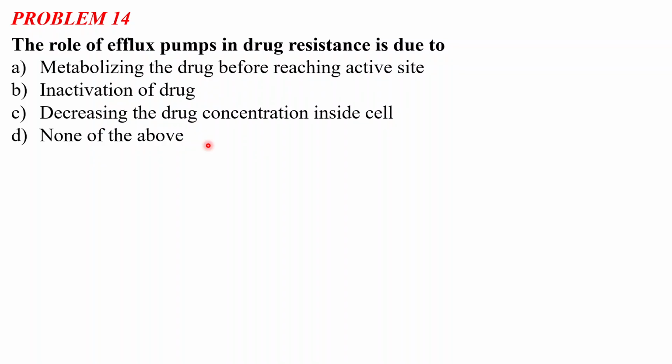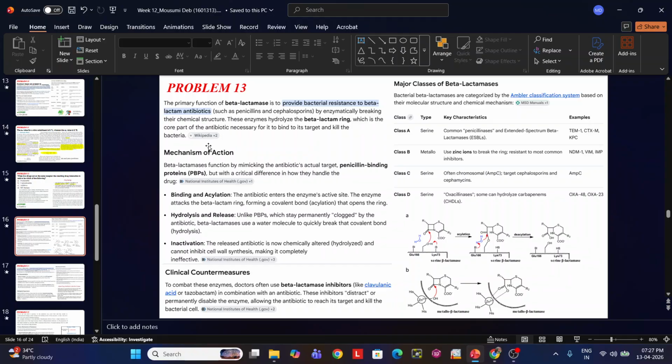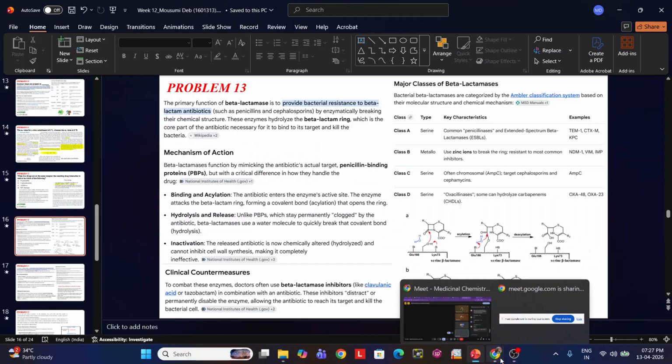The role of efflux pump in drug resistance is due to which of the following? Number A, metabolizing the drug before reaching the active site. Number B, inactivation of drug. Number C, decreasing the drug concentration inside the cell. Number D, none of the above. What will be the correct answer? Let me check the chat box. Let's see if there is any answer for problem number 14.